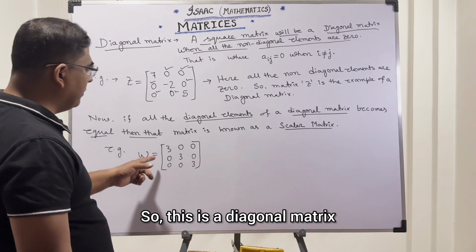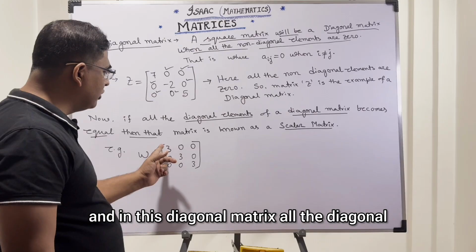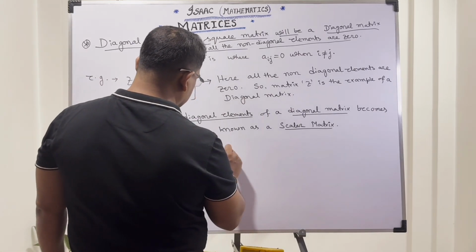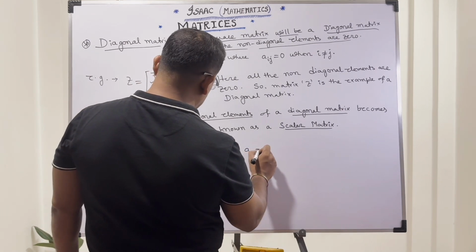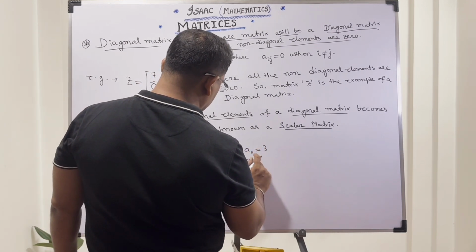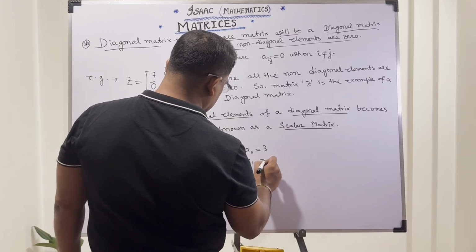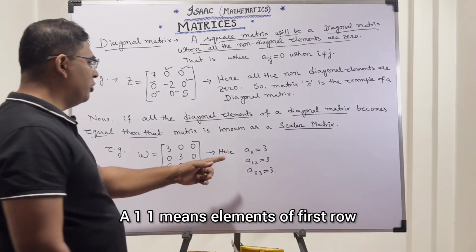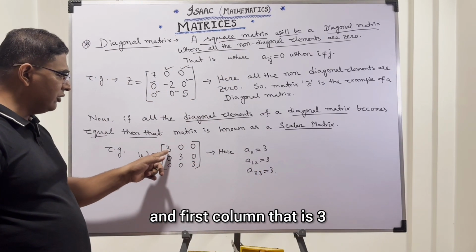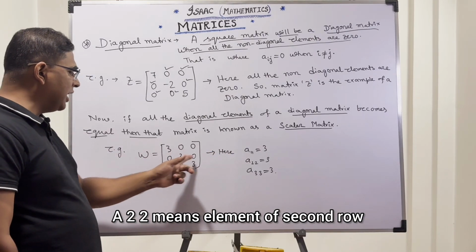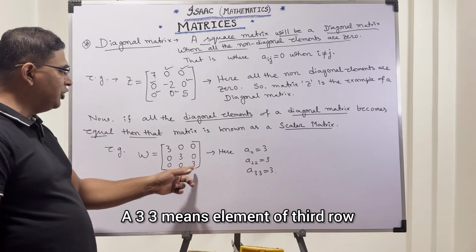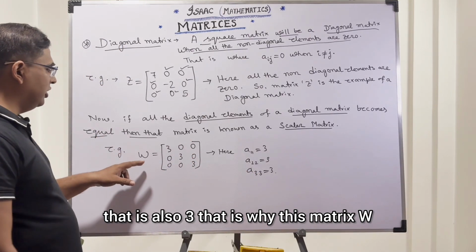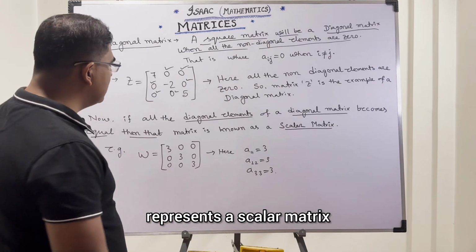So this is a diagonal matrix, and in this diagonal matrix all the diagonal elements are equal. Here A11 equals 3, A22 equals 3, A33 equals 3. A11 means element of first row and first column, that is 3. A22 means element of second row and second column, that is 3. A33 means element of third row and third column, that is also 3. That is why this matrix W represents a scalar matrix.